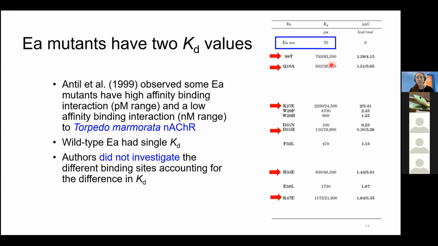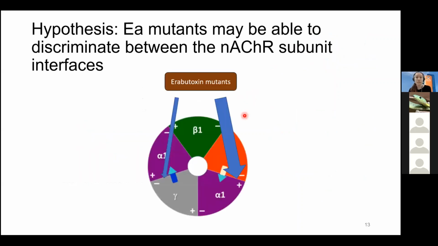So they observed that there were 2 KD, so 2 dissociation constants, whereas the wild type, the native Aerobutoxin, only had a single dissociation constant. However, the authors did not investigate the reason for the different binding sites, and they only reported it as an incidental observation. So from their incidental observation, this led to our hypothesis, which is that these particular Aerobutoxin mutants may be able to discriminate between the nicotinic acetylcholine receptor subunit interfaces. So one high affinity binding site and one low affinity binding site.